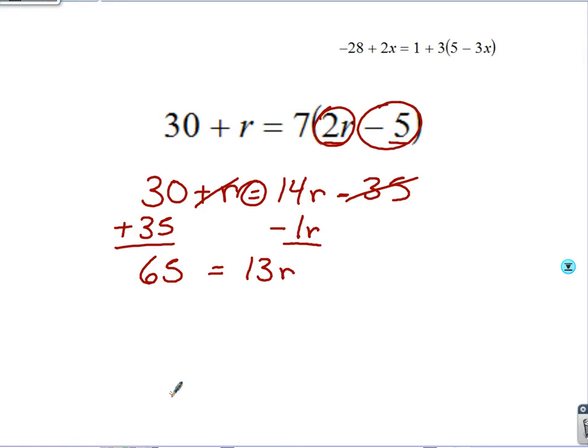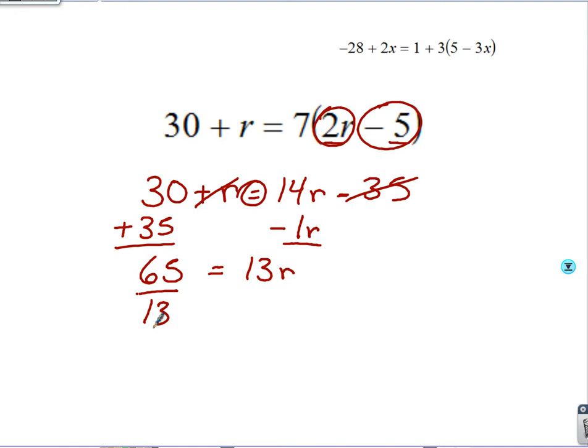Your last step is always to either multiply or divide. We got rid of parentheses. We combined all our like terms. Now we either multiply or divide. We're trying to get R by itself. Abby, R is being multiplied by 13, so any ideas on the inverse operation? How are we going to get the 13 to the other side?